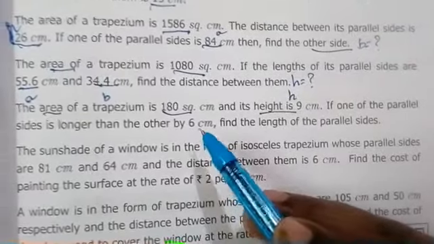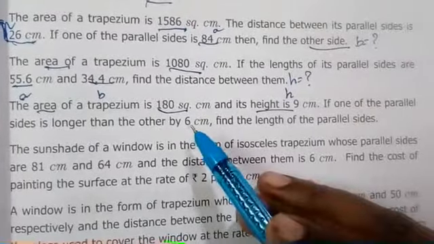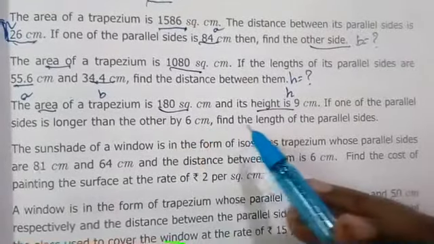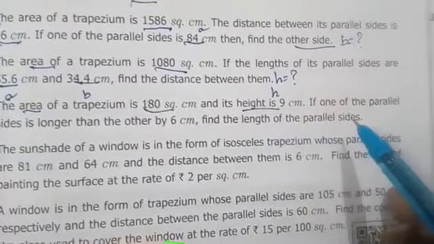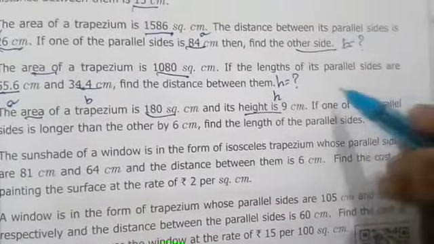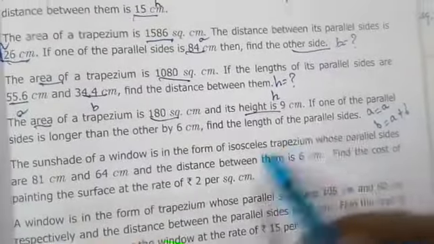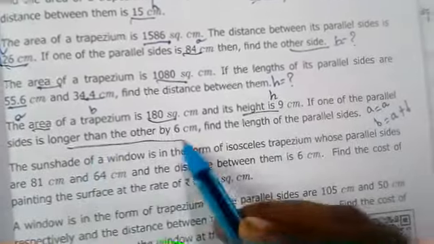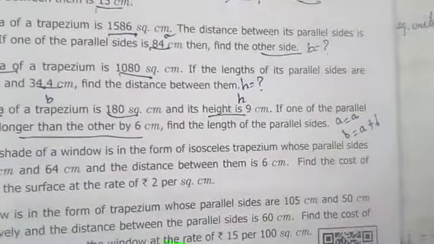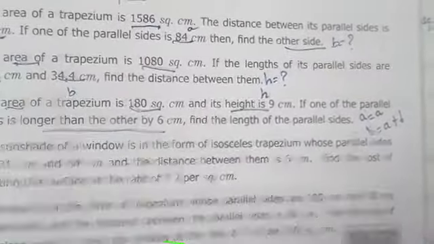So A is the same as A, and B is equal to A plus 6. Using that, we want to find the parallel sides. One parallel side is A, and B is equal to A plus 6, because it is longer by 6. So B is equal to A plus 6.